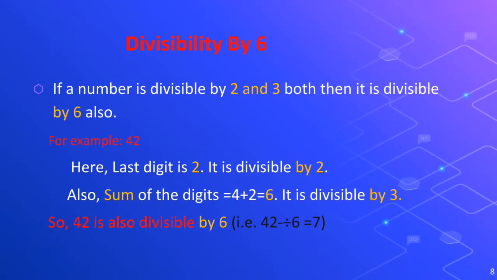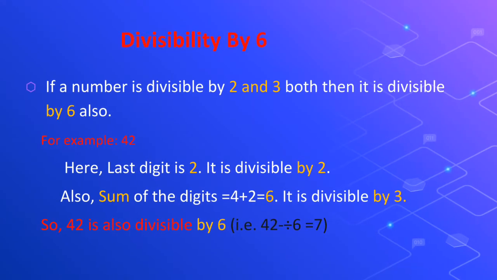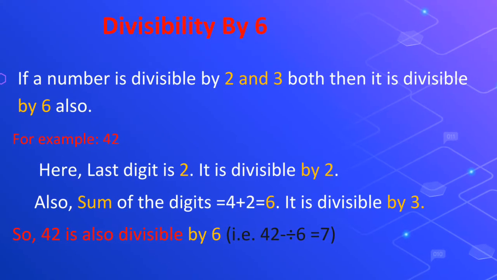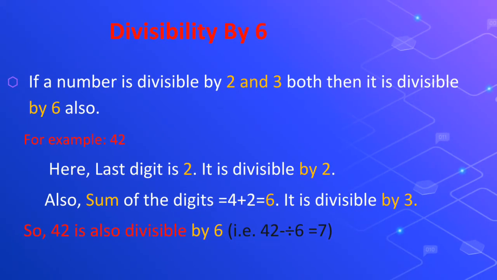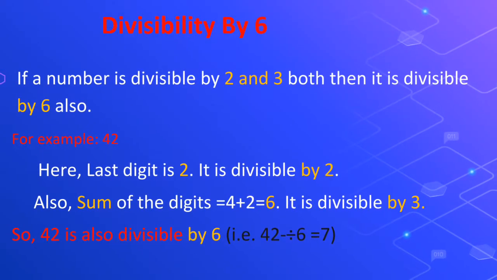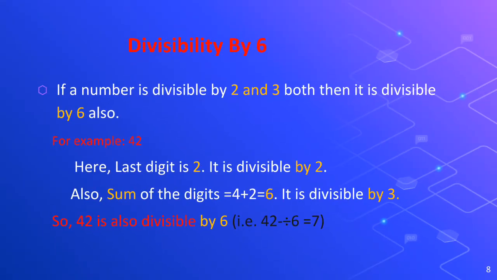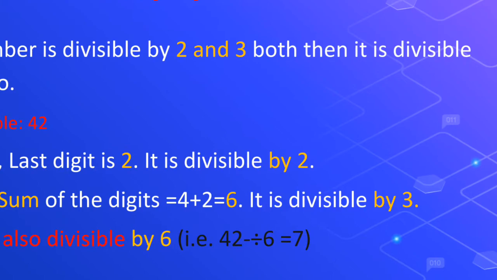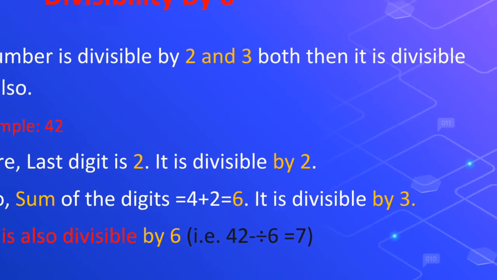So, it is divisible by 2. Next, sum of the digits 4 plus 2 equal to 6. 6 is a multiple of 3. So, it is divisible by 3. So, 42 is also divisible by 6. That is 42 divided by 6, which is equal to 7.